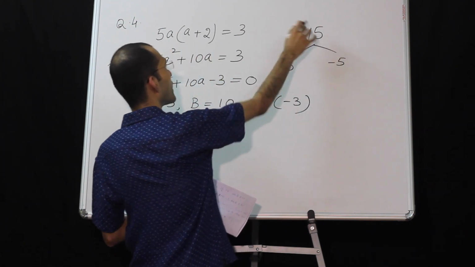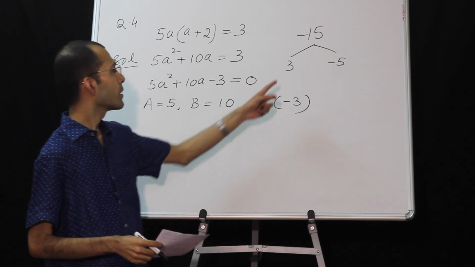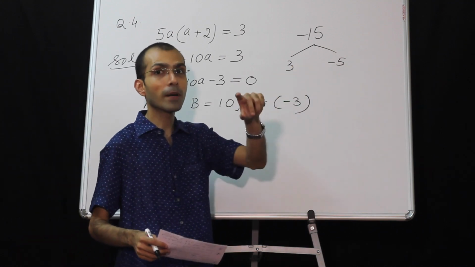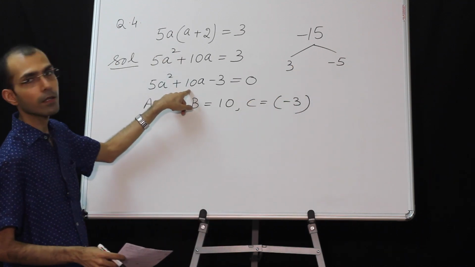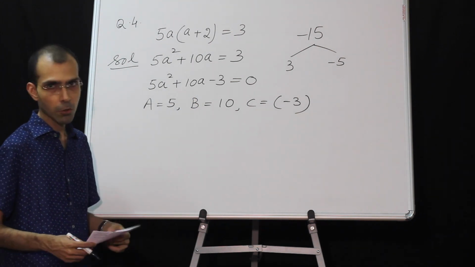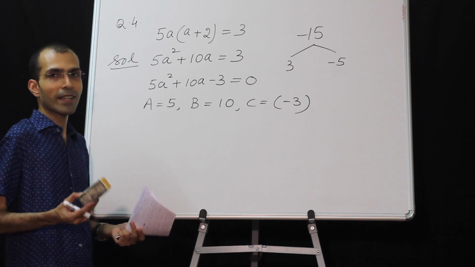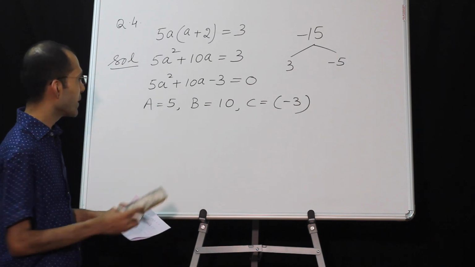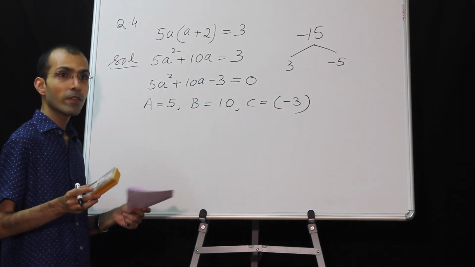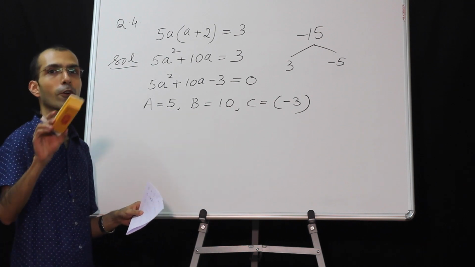3 into minus 5, minus 15. Good. 3 minus 5, minus 2. What is here? Plus 10. Not okay. So you realize it is not possible here. The factorization technique will not work. Any combination you try. So we are forced to go by formula method.